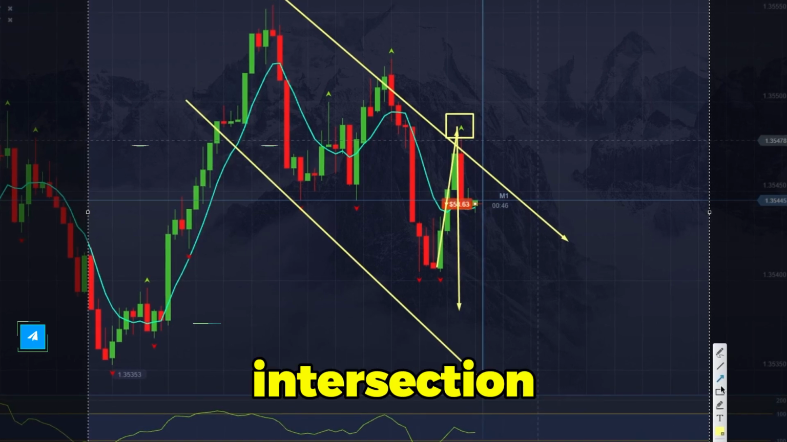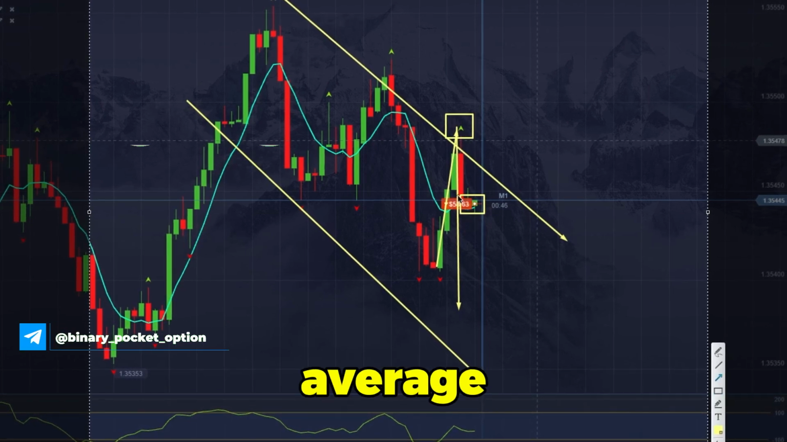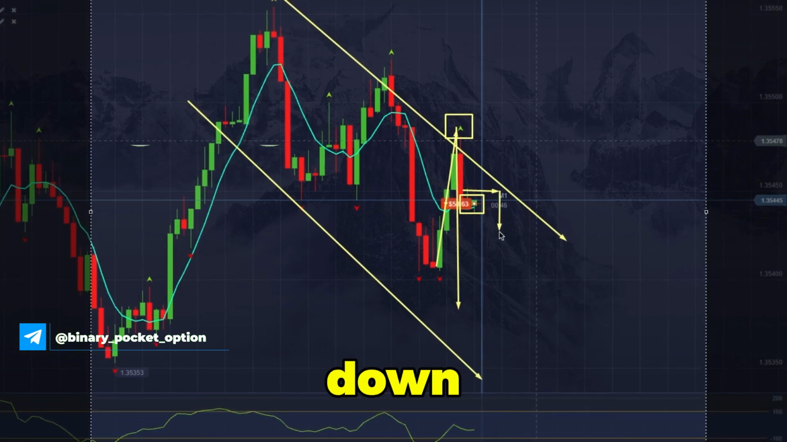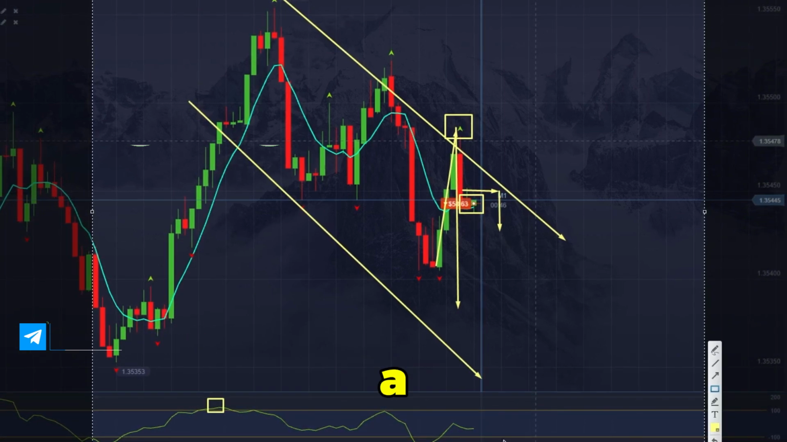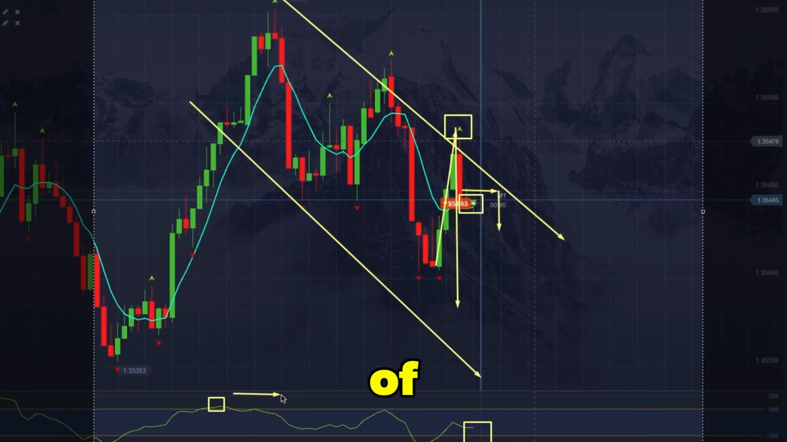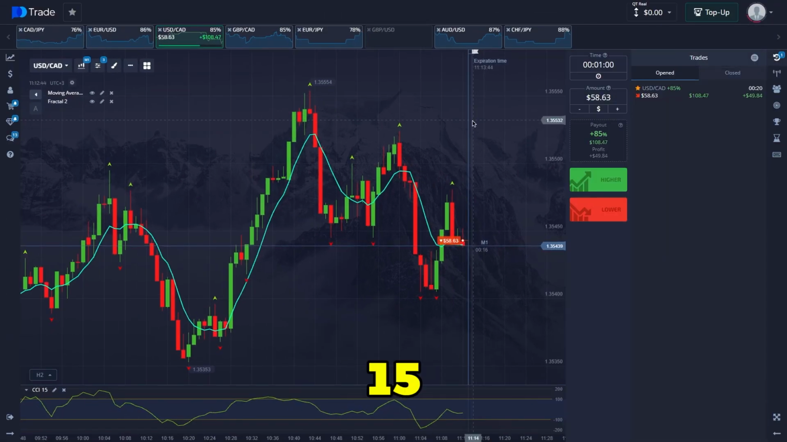Here we saw the intersection again. We had a moving average. Therefore, the deal opens down. According to CCI, we are still seeing a downward trend. Let's look at the result of this deal. There is a little more than 15 seconds left.